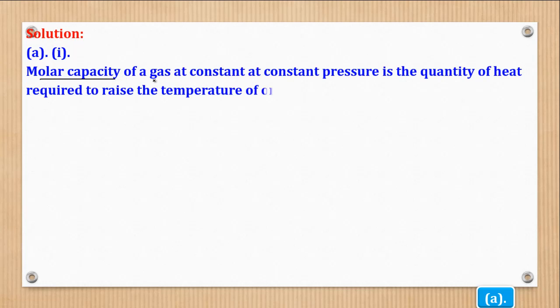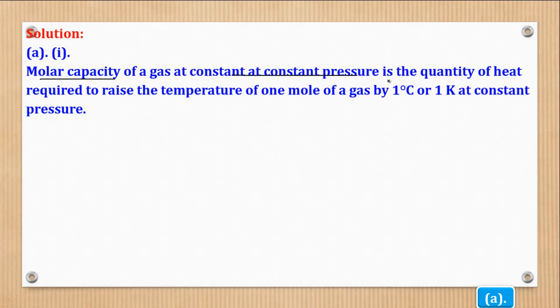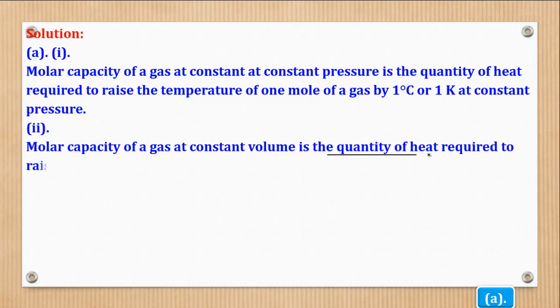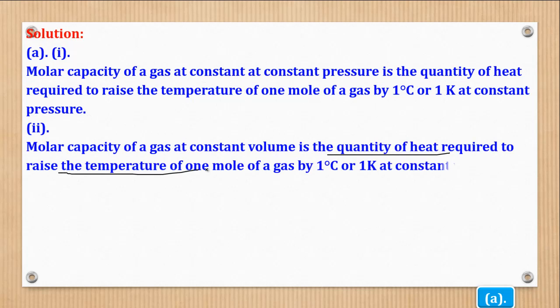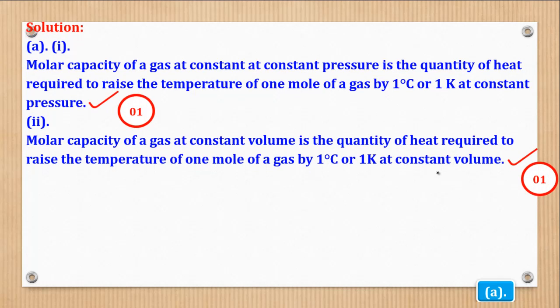So molar heat capacity of a gas at constant pressure is the quantity of heat required to raise the temperature of 1 mole of a gas by 1 Kelvin at constant pressure. While the one at constant volume is the quantity of heat required to raise the temperature of 1 mole of a gas by 1 Kelvin at constant volume. As simple as that. So that was part A.